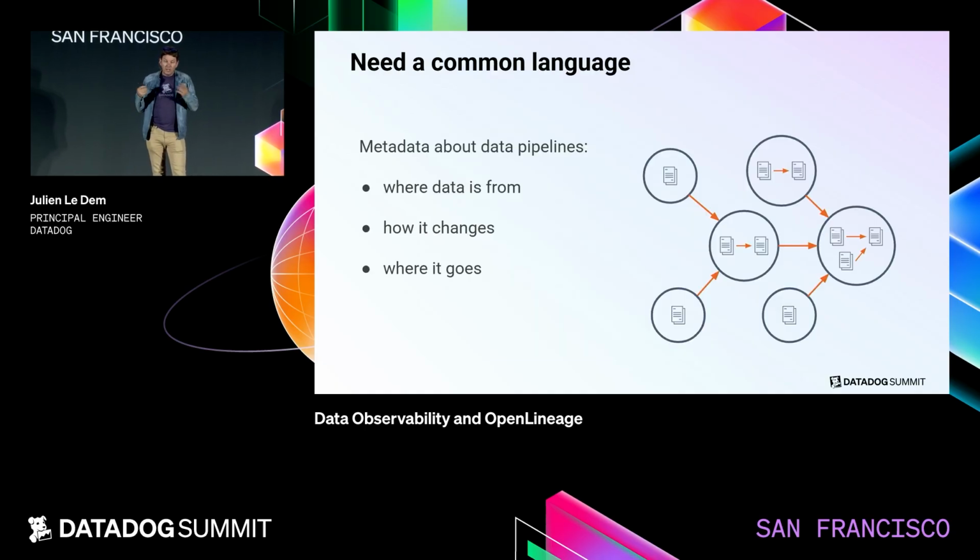And so what we do need is a common language to represent how data is transferred, to understand lineage between different data transformations, where data is coming from, where it's going, how it changes, who owns it, at what frequency, and so on.